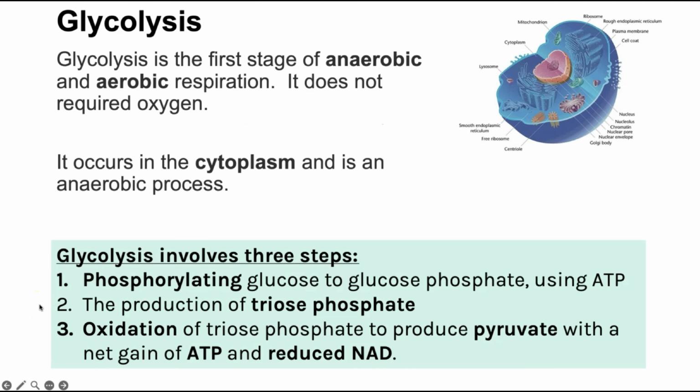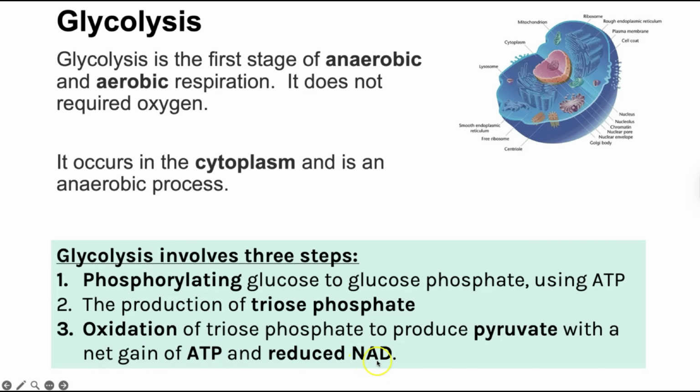So let's have a look at all of these stages, starting with glycolysis, because that's the first stage. And this actually happens in both aerobic and anaerobic respiration. No oxygen's needed in this stage, which is why it's in both types of respiration, and it happens in the cytoplasm. So there's 3 key stages in glycolysis. Phosphorylating glucose to form glucose phosphate, and that requires ATP. The production of triose phosphate, and the oxidation of triose phosphate to produce pyruvate with the net gain of ATP and reduced NAD.